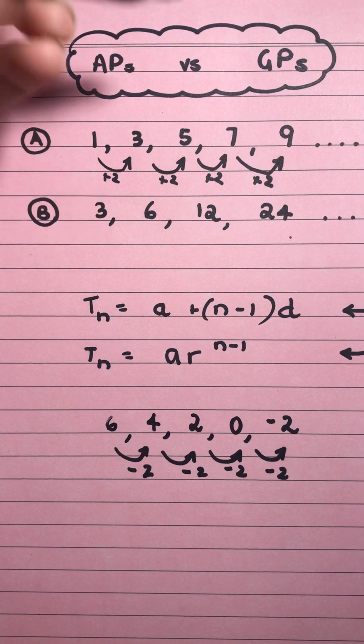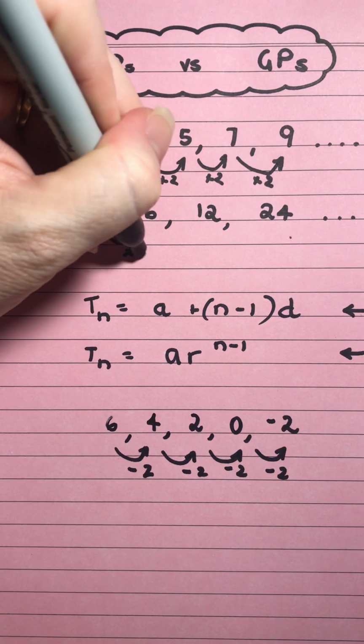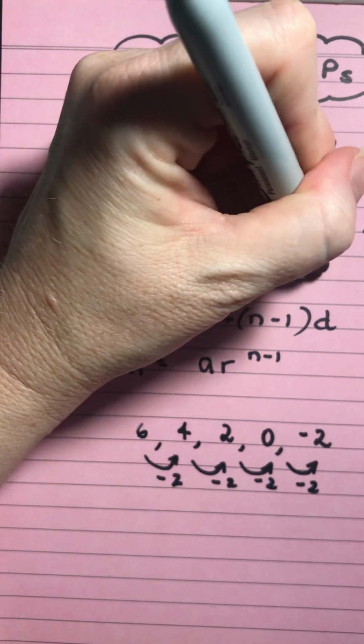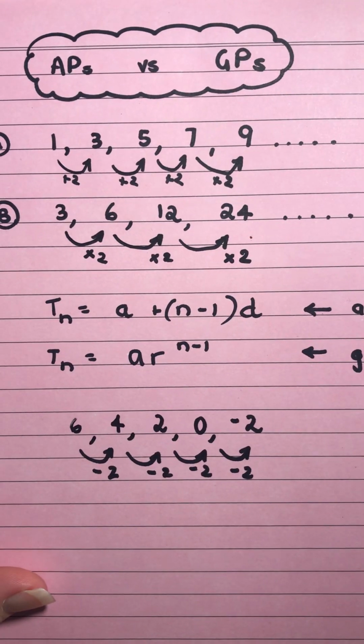In the next one here, we've got 3, 6, 12, 24. So we are multiplying by 2 each time. That means it's a geometric sequence or a geometric progression as it's being multiplied by the same factor each time.